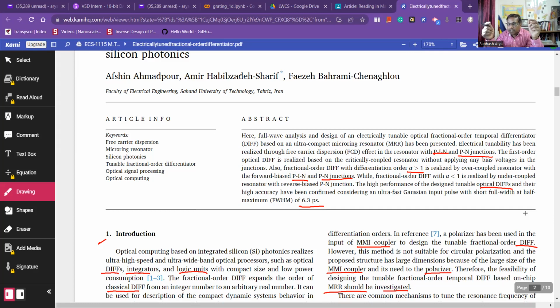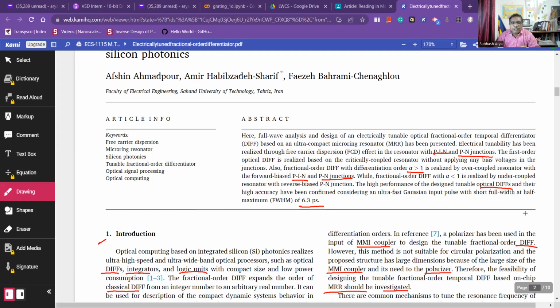Electrical tunability has been realized through free carrier dispersion. FCD means free carrier dispersion, that is popularly called plasma carrier dispersion effect, in the resonator with PIN and PN junctions. So there is this PIN structure and PN structure in which we achieve carrier plasma dispersion effect, because these junctions are p-type and n-type material based.